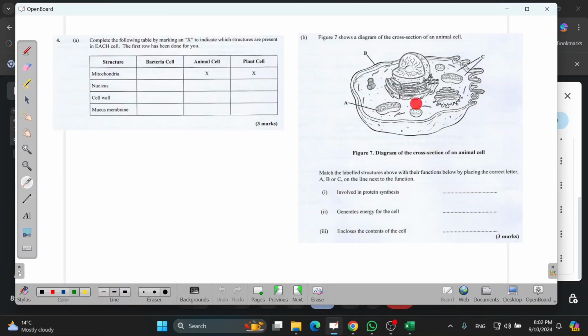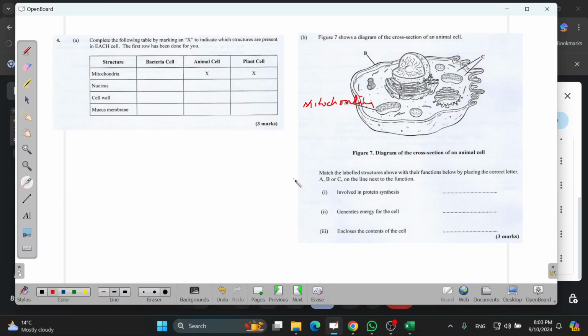The next one would be this one. Look. Match the labeled structures above with their functions below by placing the correct letter A, B, or C on the line here. So we have A. That's the hot dog again. Look, that looks like a hot dog. This one too, you see? So that is the mitochondria. Mitochondria.